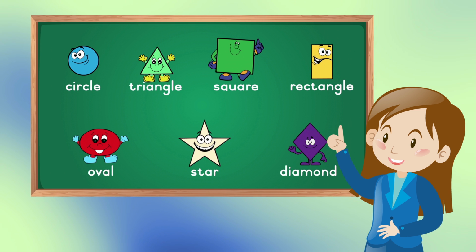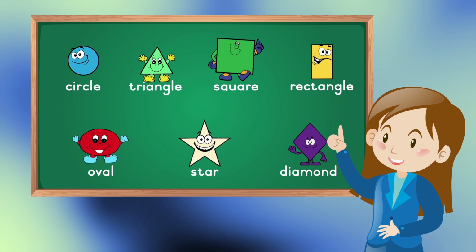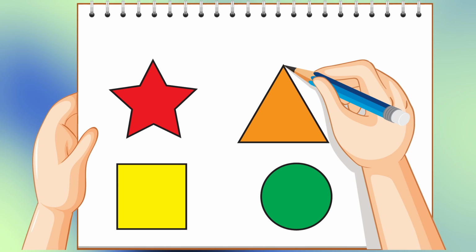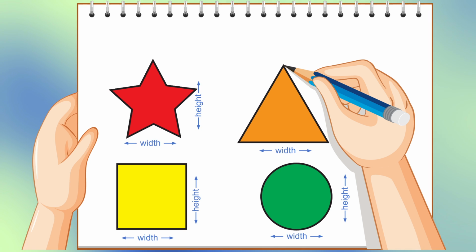When you learn about shapes, you learn about two different types of shapes. Things that are flat, that can be drawn on a piece of paper. These are called 2D shapes. The D in 2D stands for dimensions. 2D shapes are called 2D because they have two dimensions. Those dimensions are width and height.